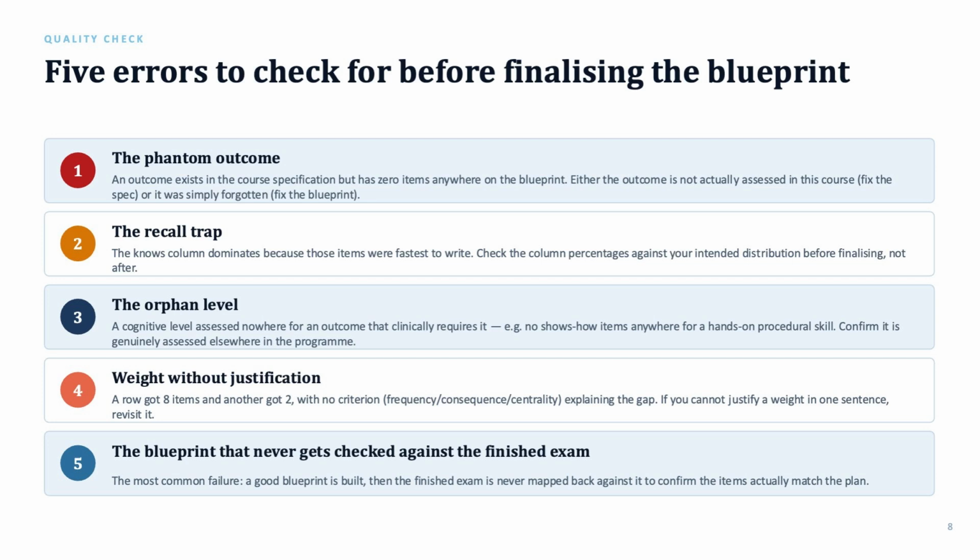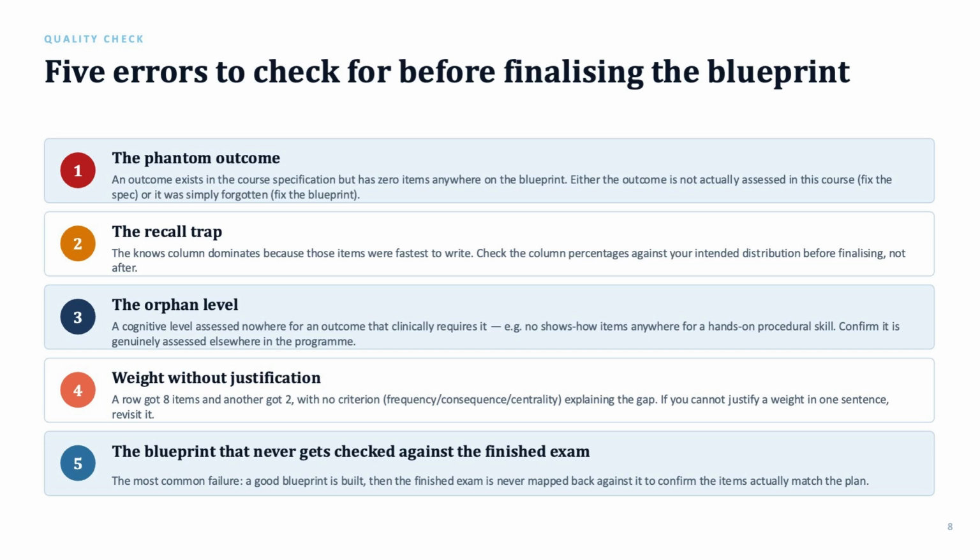As we finalize our blueprint, there are 5 critical errors to check for. First, we have the phantom outcome. An outcome may exist in the course specification, but have 0 items on the blueprint. We must ensure every intended outcome is truly assessed. Next is the recall trap. Blueprint columns may be dominated by recall items because they're faster to write. You must check column percentages against your intended distribution.